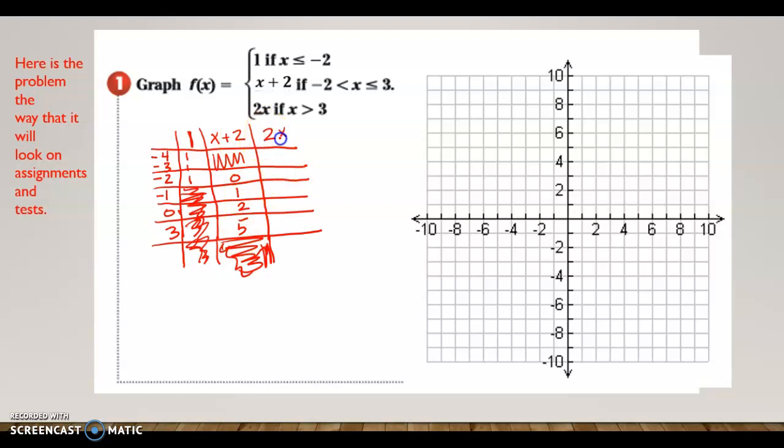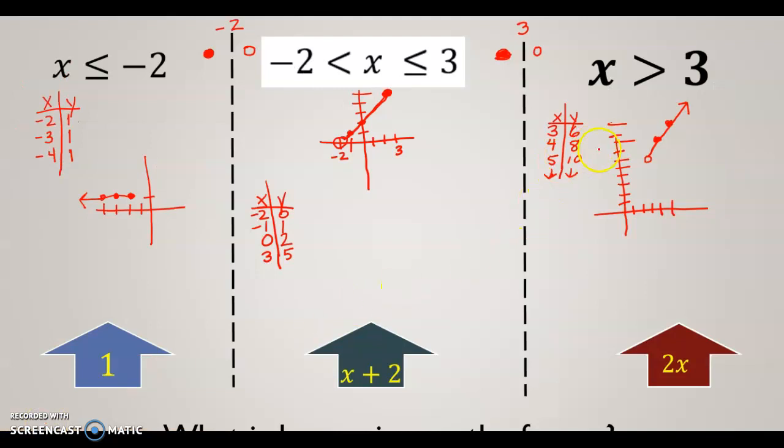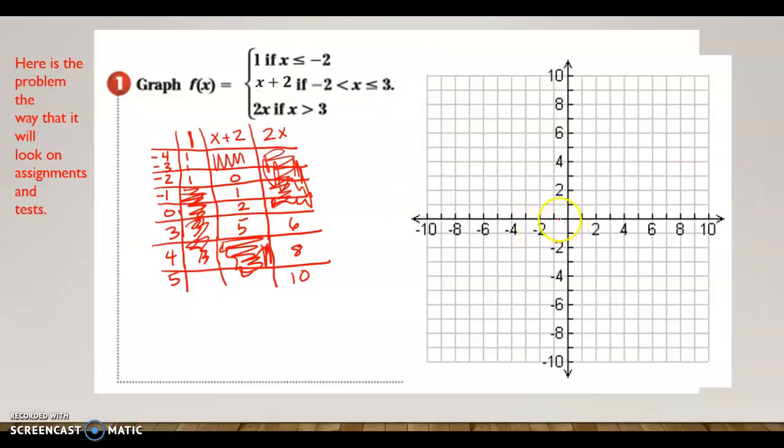This last one, 2x, cannot start until 3. So we can't put anything here until we get to 3. Once we get to 3, we can do whatever we want to. There's 4 and then 5. And we can do that just fine. So 2 times 3 is 6. 2 times 4 is 8. And 2 times 5 is 10. Just like what we got over here. We just didn't put it in 3 separate places. We put it all in one location. But the graph is identical, just all on one graph.